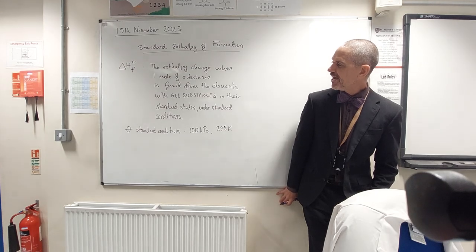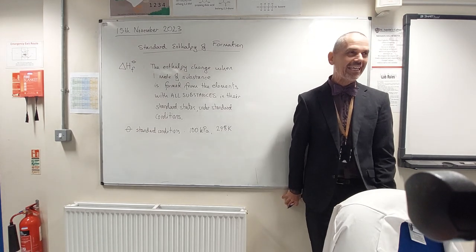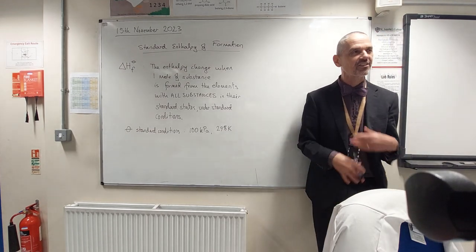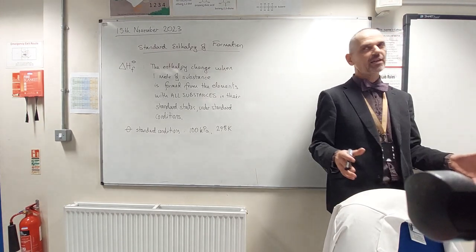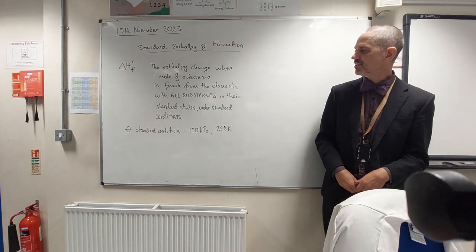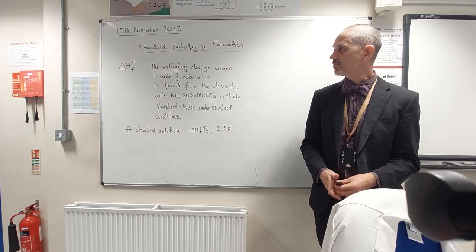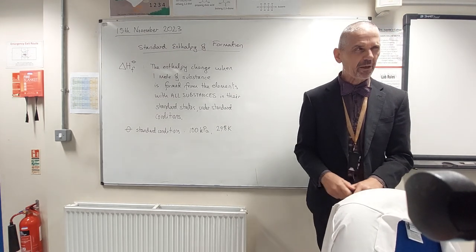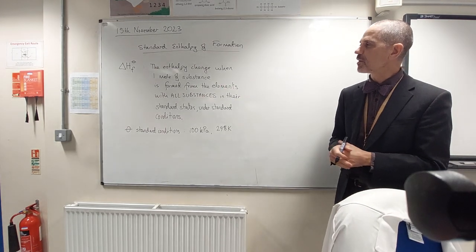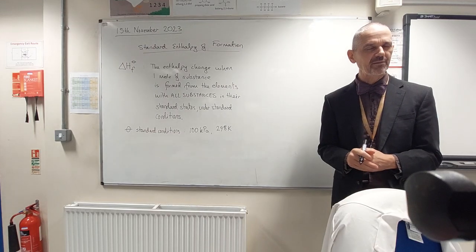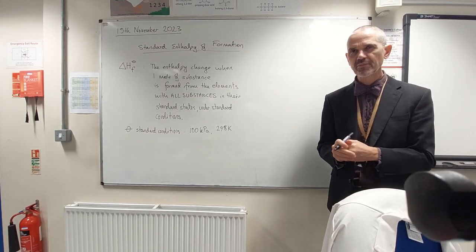Okay, so that's the easy bit of this. The standard conditions are standard atmospheric pressure, 100 kPa, and standard temperature, 298 Kelvin, 25 degrees C. Let's deal with the rest of it. The enthalpy change when 1 mole of substance is formed from the elements. Let's just try and unpick that a bit.